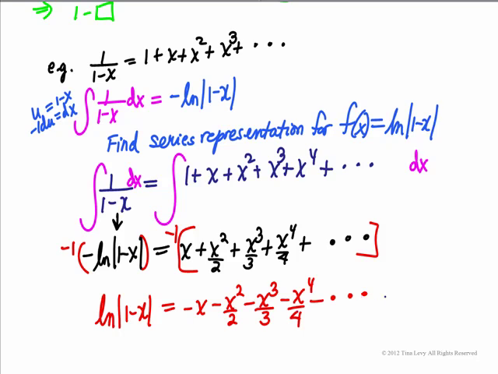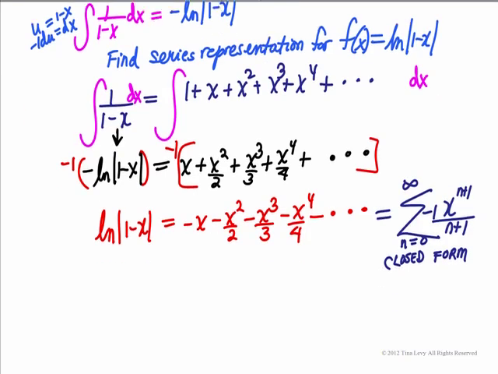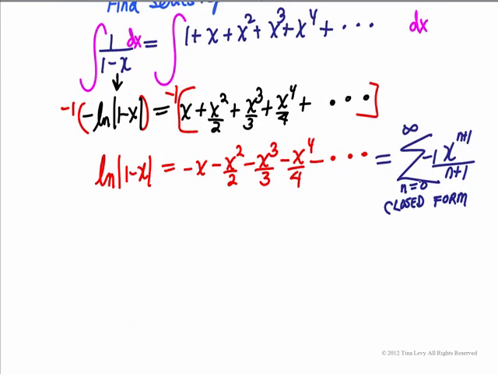Now we have to put this in what is sometimes called closed form. If I start at 0, the closed form for this becomes negative 1 to the n, x to the n plus 1, over n plus 1. That's called the closed form of that function. That's the actual series form for that function. As an offshoot of this problem, now I have the series representation for log of 1 minus x.